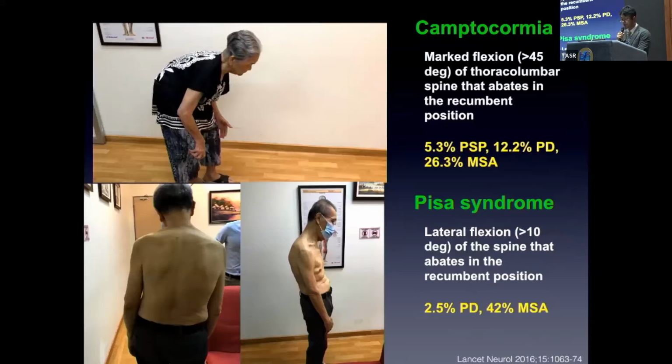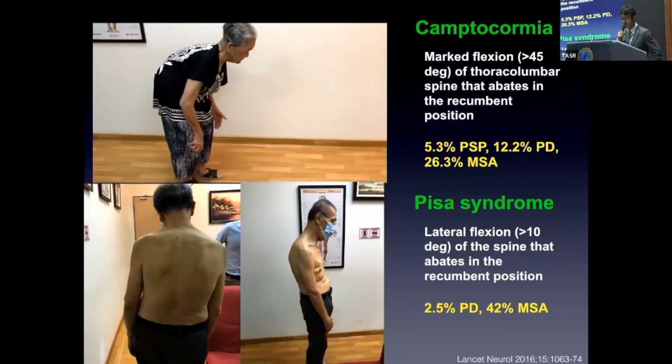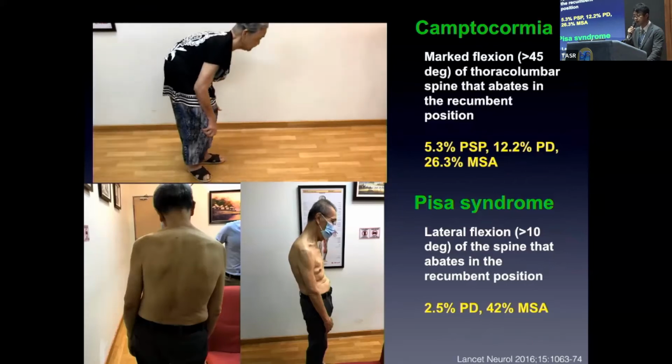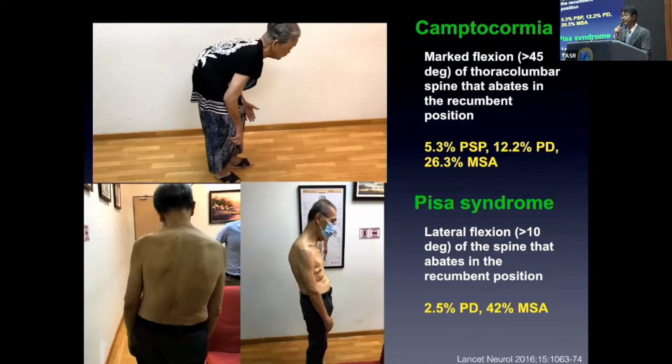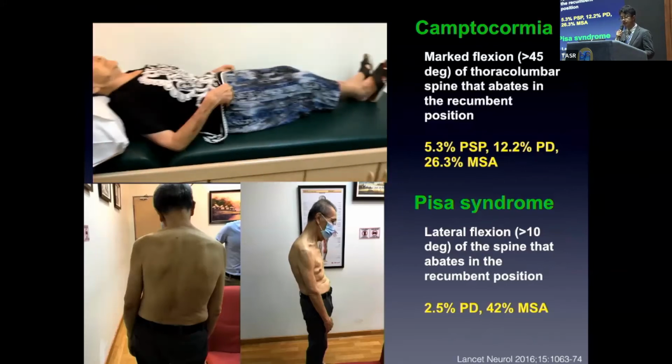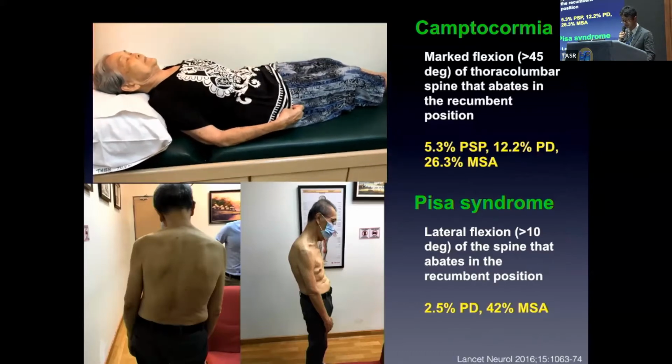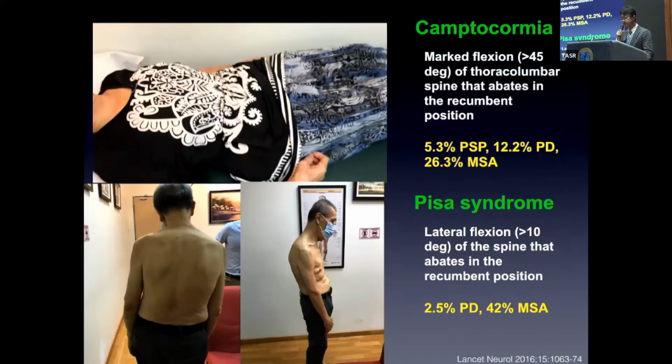Other abnormal posture would include things like camptocormia and Pisa syndrome. Camptocormia is a marked flexion, normally more than 45 degrees, at the thoracolumbar spine, and when the patient lies flat supine, it goes away. So the posture becomes almost normal when she lies flat. This occurs in about 26% in MSA, which is more common than in PSP and Parkinson's disease.